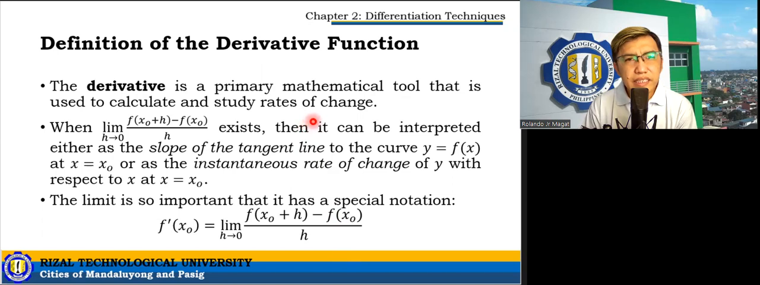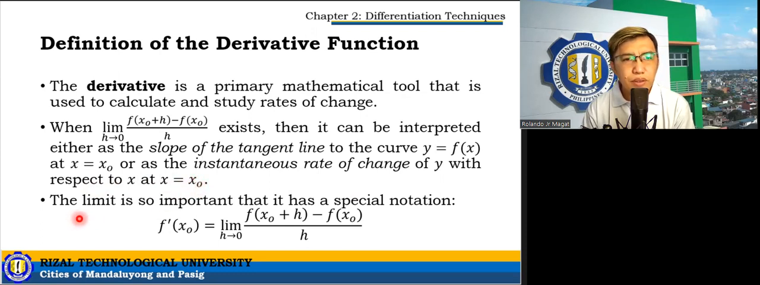So, let's talk about the derivative of a function. The derivative is a primary mathematical tool that is used to calculate and study the rates of change. And whenever the limit of f of x naught plus h minus f of x naught all over h as h approaches 0 exists, which is the slope of the tangent line, then it can be interpreted either as the slope of the tangent line to the curve y equals f of x at x equals x naught, or as the instantaneous rate of change of y with respect to x at x equals x naught. That is what we have concluded in the previous lecture.